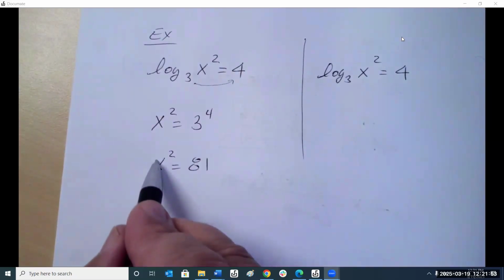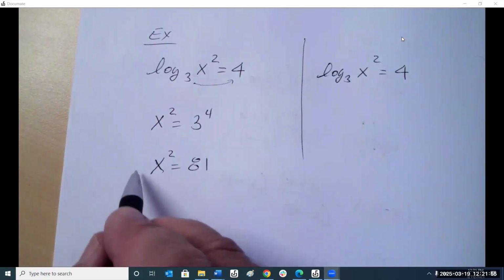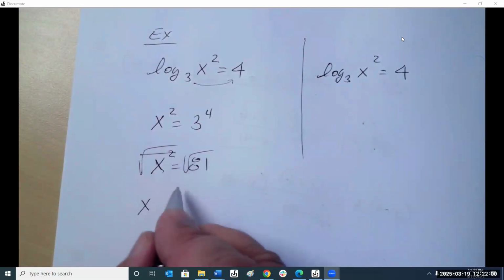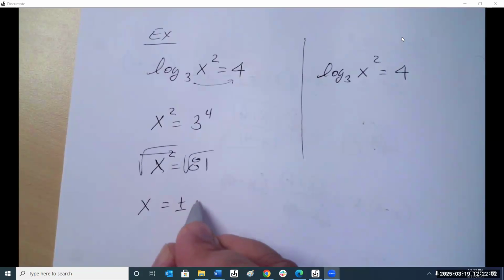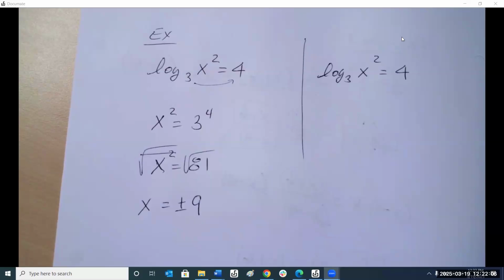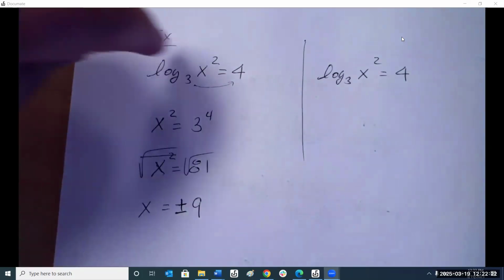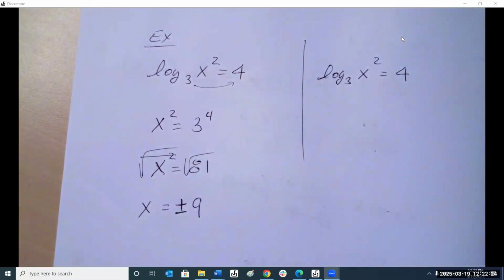How do we get x by itself? Square root both sides. Whenever we do that, we have to put plus or minus in the answer. Because of that, we have to check both of those answers. Will they both work? The answer is no. You cannot take the log of a negative number. Even though it's squared, you cannot plug it in there.